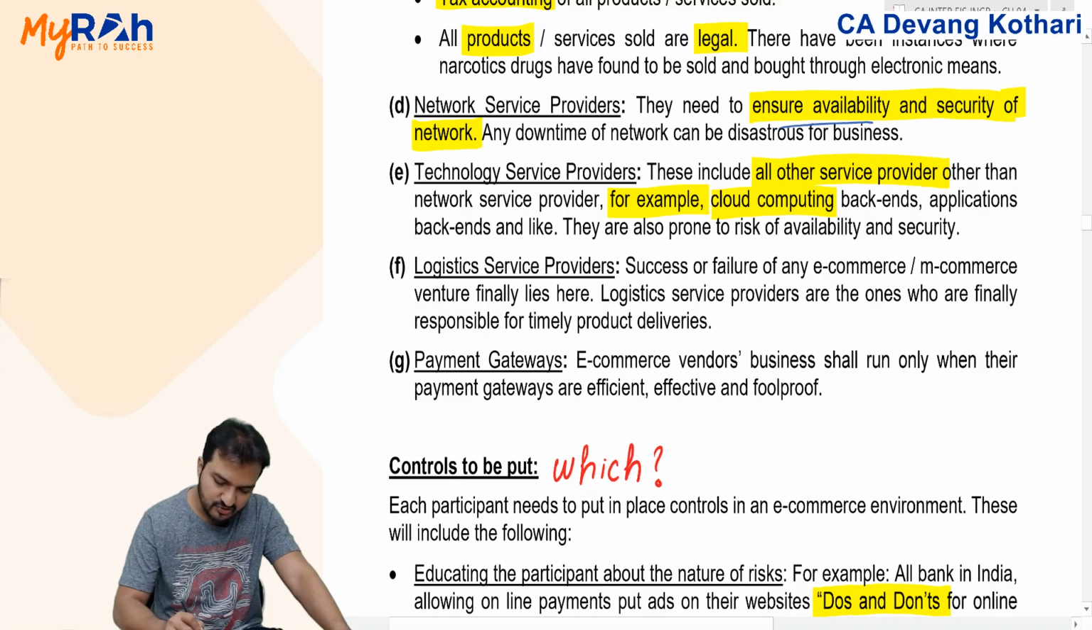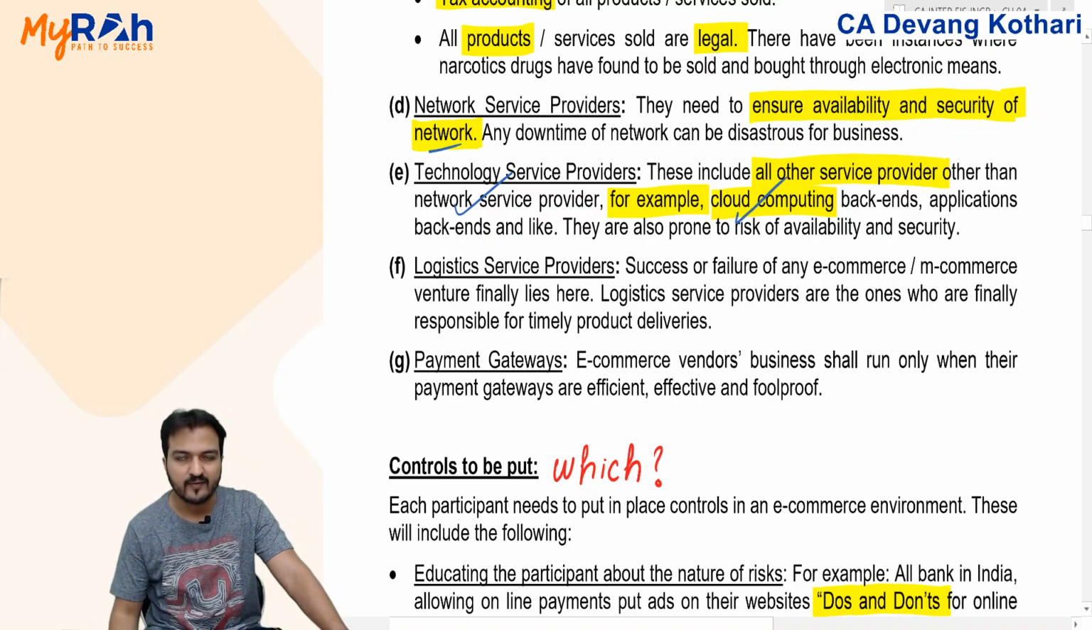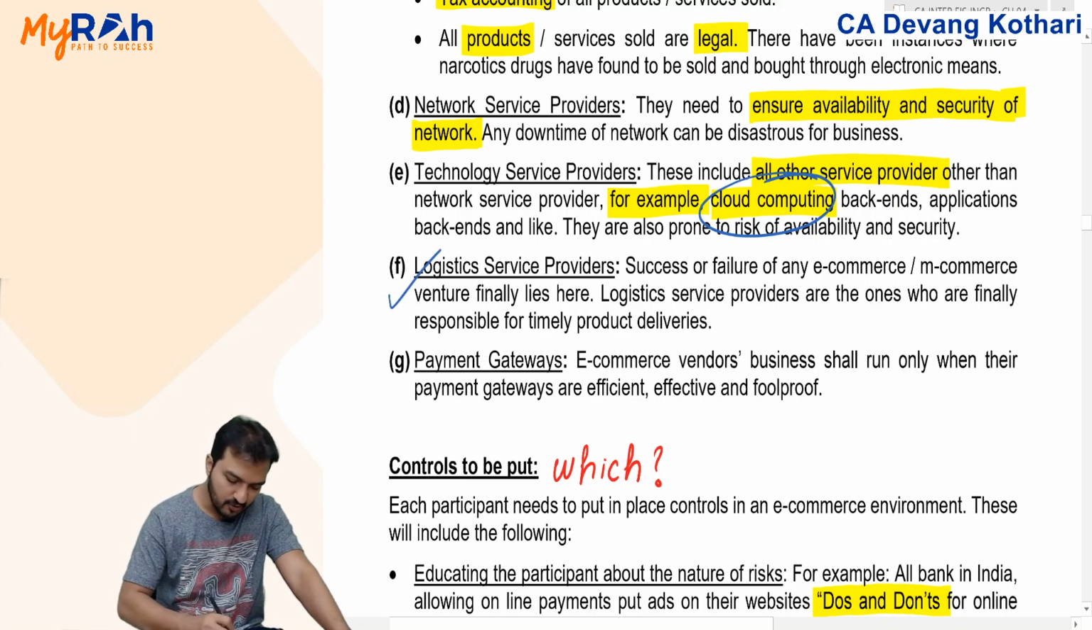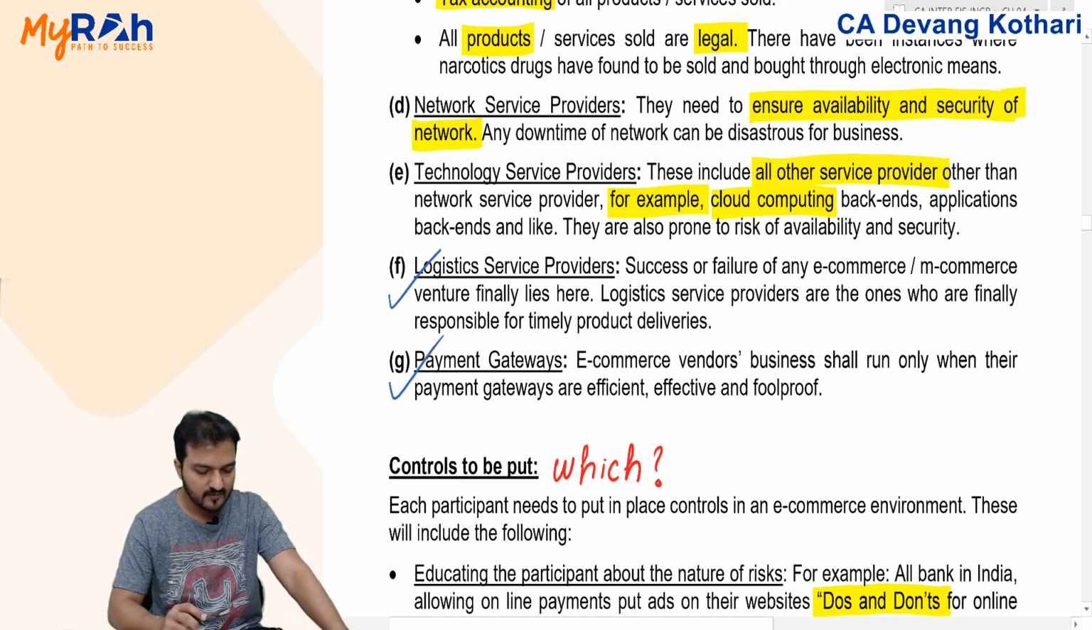He needs to ensure availability and security of the network. Technology service providers are like cloud computing, other service providers like cloud computing. What is cloud computing? We'll see later in the chapter. Logistics providers are the transport operators. Payment gateways also need to ensure their own security and all.